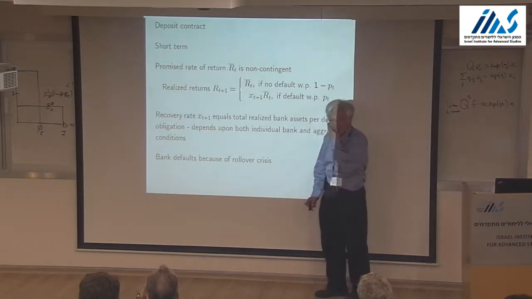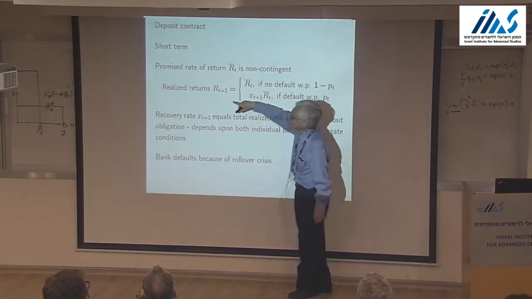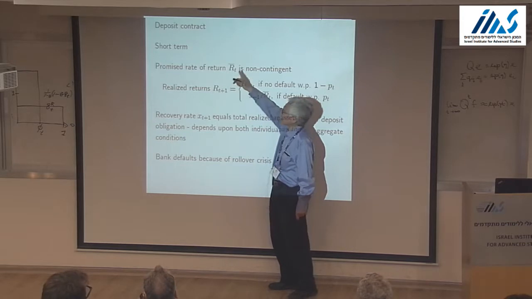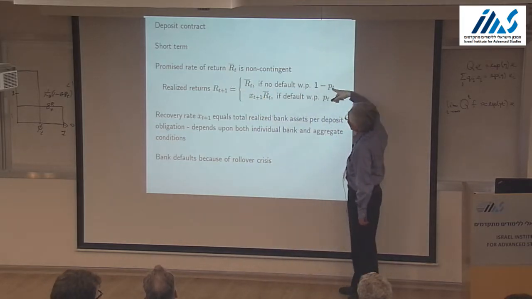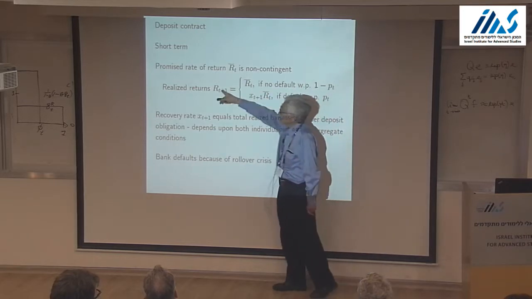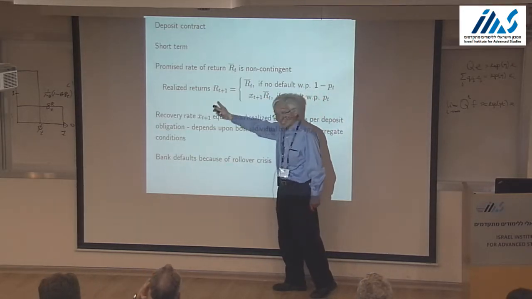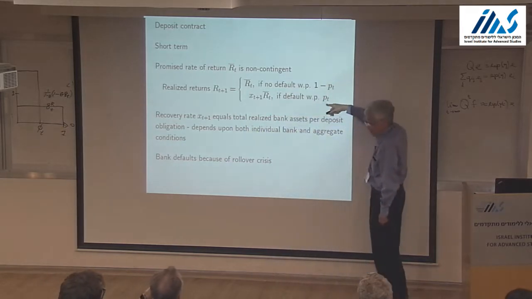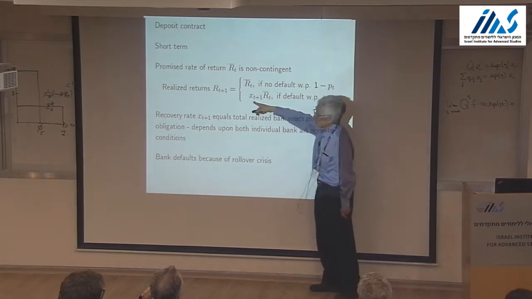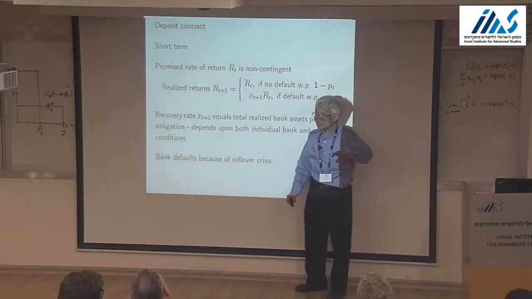And what about financing? We assume the deposit contract is non-contingent. Basically, as long as you don't default, the banker is going to pay the full promised amount. This is an uncontingent one, unlike equity. But when the banker defaults, everybody gets the pro rata. And there is no sequential service constraint.